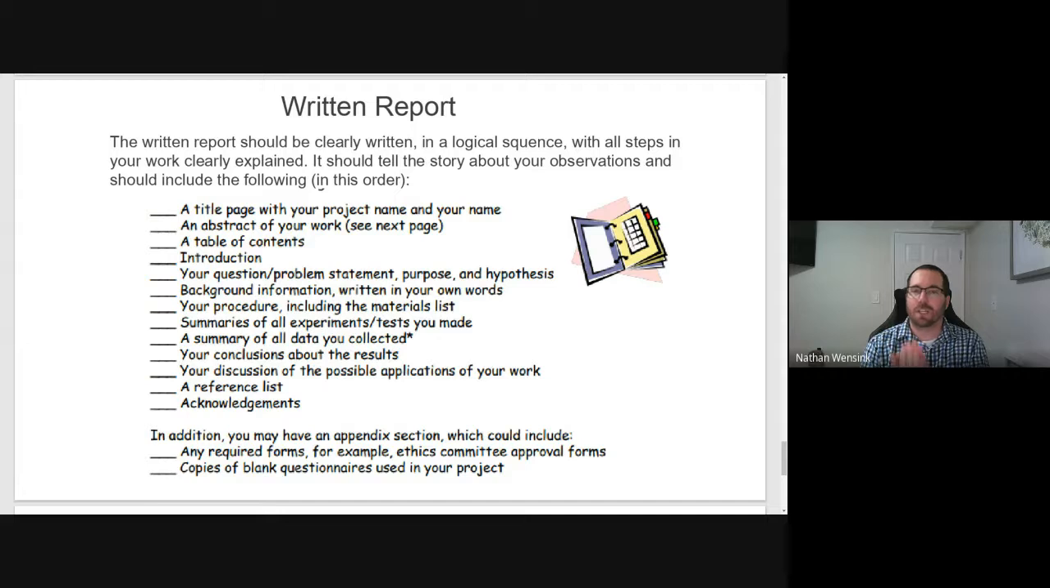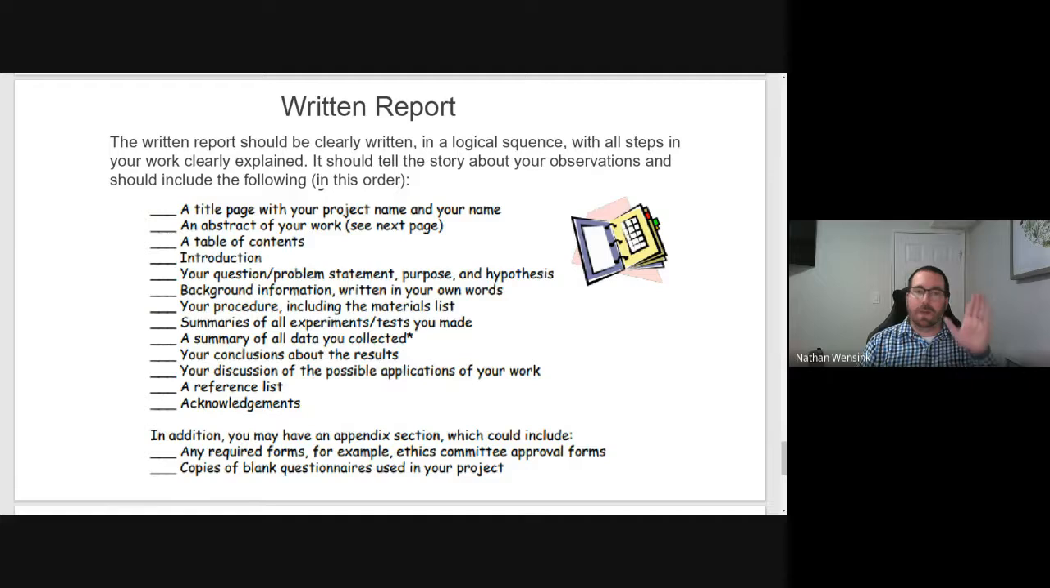So that if someone were to just have your written report, they would have all the pieces and parts of your project right there for them to take a look at without needing to even see your pretty beautiful board that you've created. The written report, although it says it should be clearly written, it's going to be typed, and it should be in a logical sequence. As you go through, it should make sense going from beginning to middle to end, with all steps in your work clearly explained. It should essentially tell the story about your observations and should include the following in this particular order.